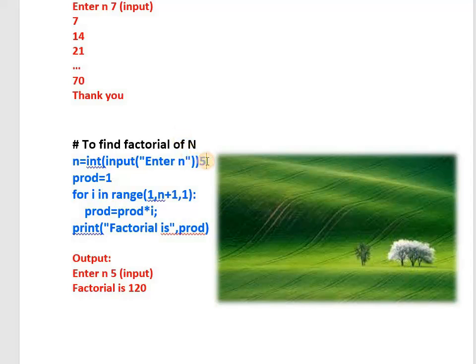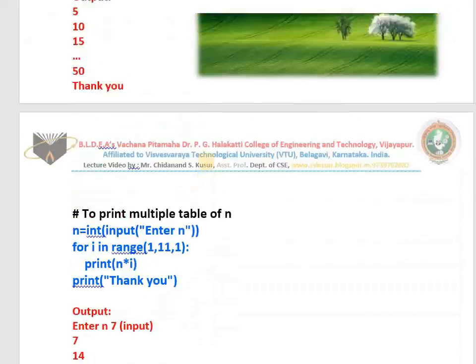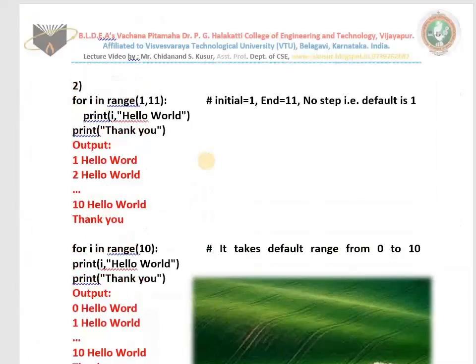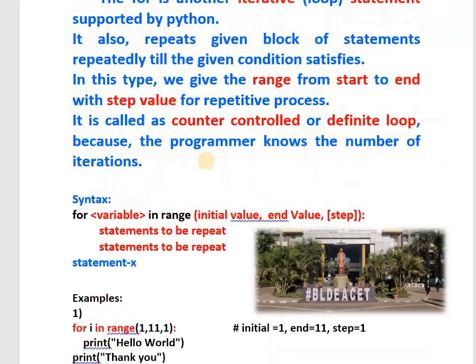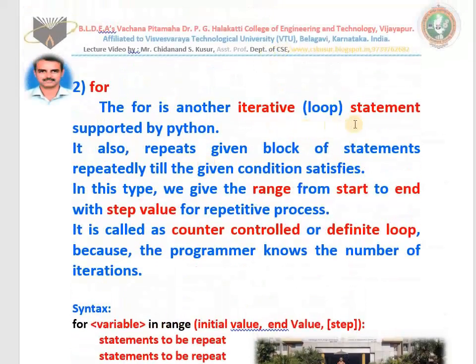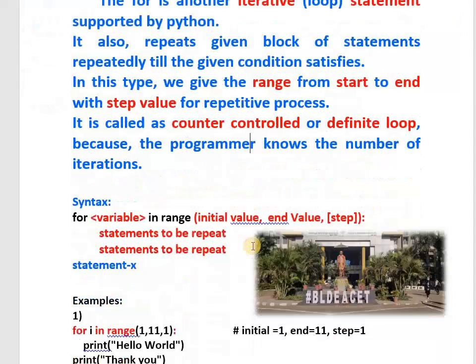Let me revise everything I taught in today's class in just 1 or 2 minutes. In today's class I taught you what for is. For is another iterative statement available in Python. It also repeats the given block of statements repeatedly. We need to mention the range: starting value, end value and step value. It is also called a counter controlled or definite loop because we know how many times it repeats.